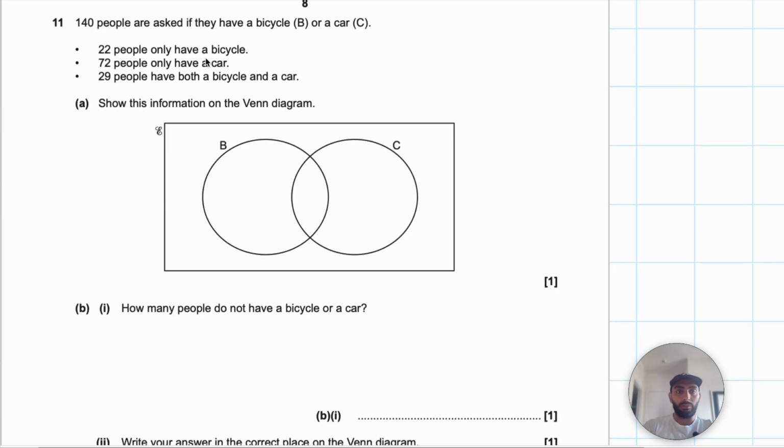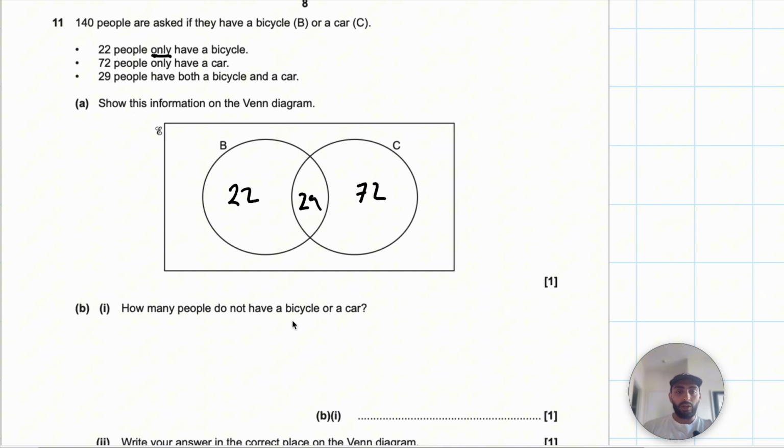20 people only have a bicycle. Because it's only, we can place this here. 72 people only have a car, so that'll be placed over there. 29 people have both a bicycle and a car, so that would be there. Show the information on the Venn diagram, that's already done.